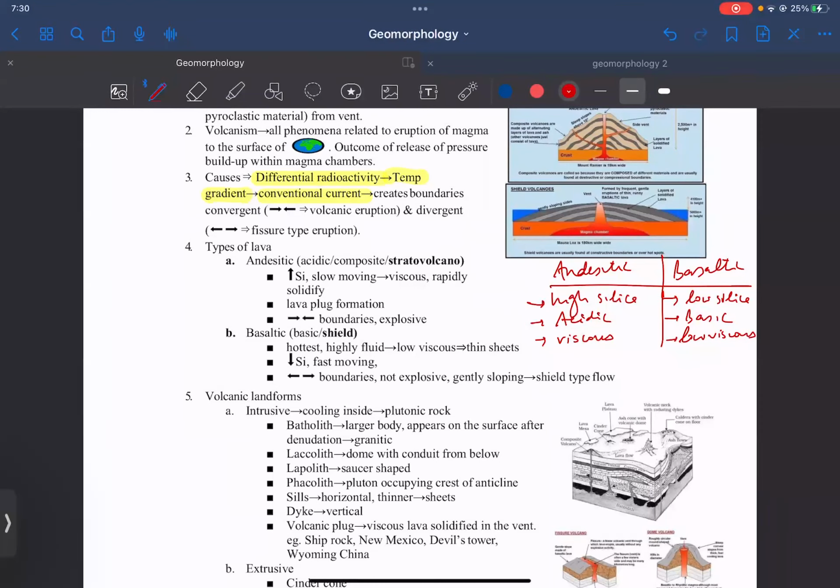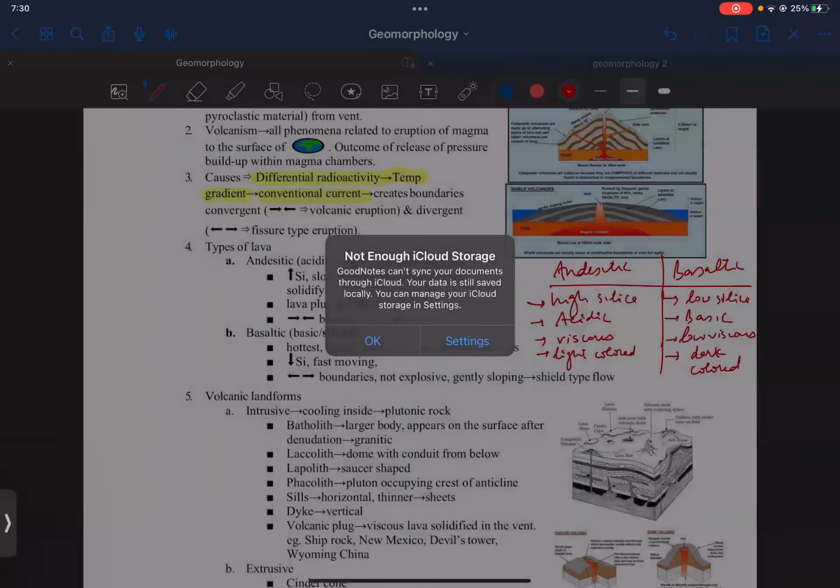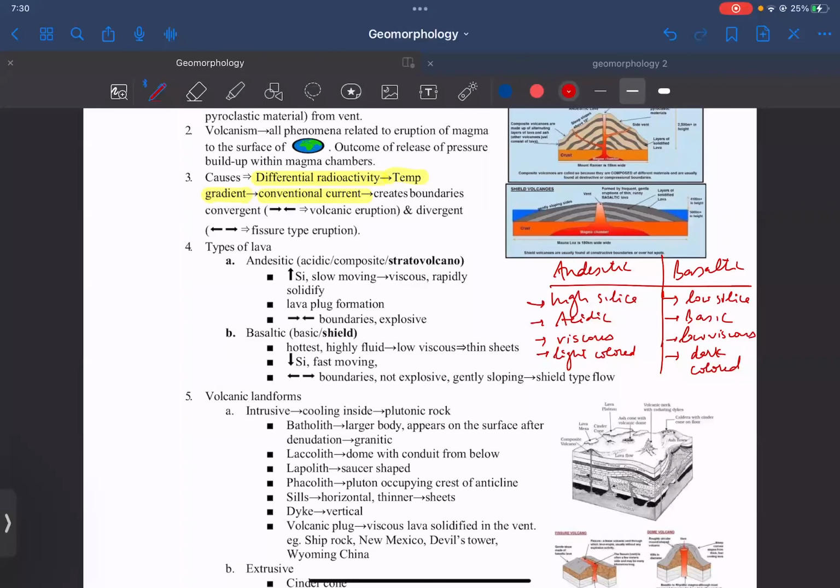Then these are light colored. These are dark colored. The best example, basaltic rocks, we find in the Deccan Plateau. Because of basaltic rocks, there is a creation of what? Genesis of black soil. That is dark color. So you can use this logic. All right. Keep this thing in mind.